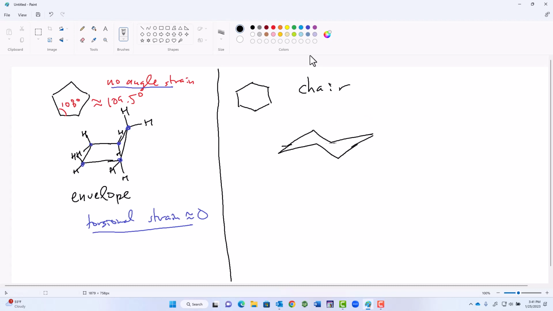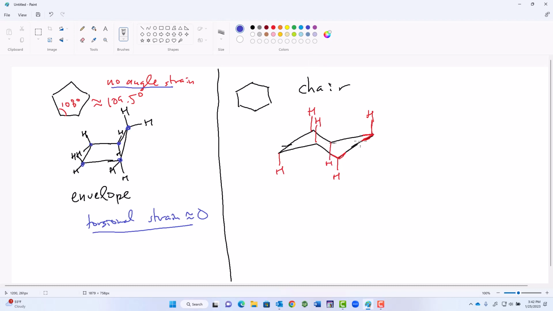And in a chair conformation, there's two different kinds of hydrogens. We have some that are pointing up and down, and you'll know whether it's pointing up or down based on where this point points. So this vertex points up, so this is going to be an up hydrogen. This vertex points down, so it's going to be a down hydrogen. We have another up, a down, an up, and a down.